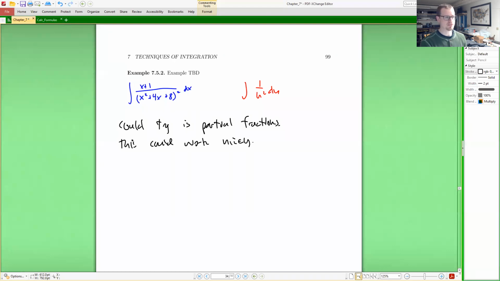Integration by parts, not really. I don't think that would really lead anywhere in this case. You could try it, and I definitely think that could lead somewhere. If you wanted to differentiate x plus 1 and then integrate 1 over x squared plus 4x plus 8 being squared, that actually could work out really nicely. Could, because that would give you something that involves transcendental functions, in which case you would apply integration by parts again.